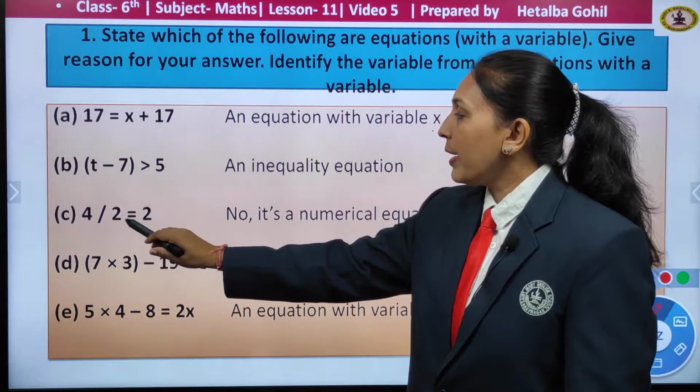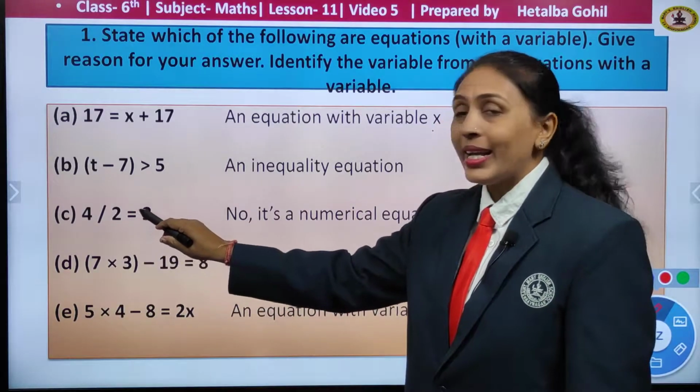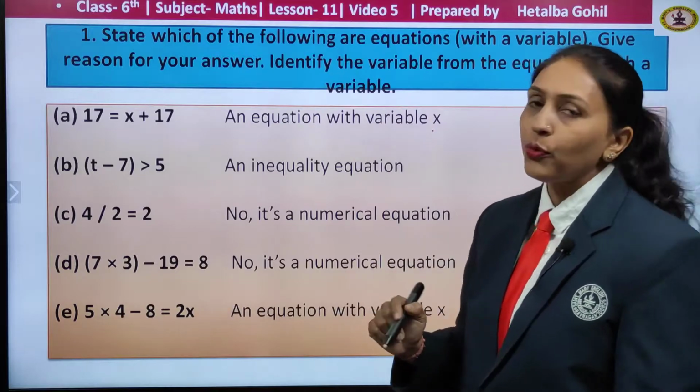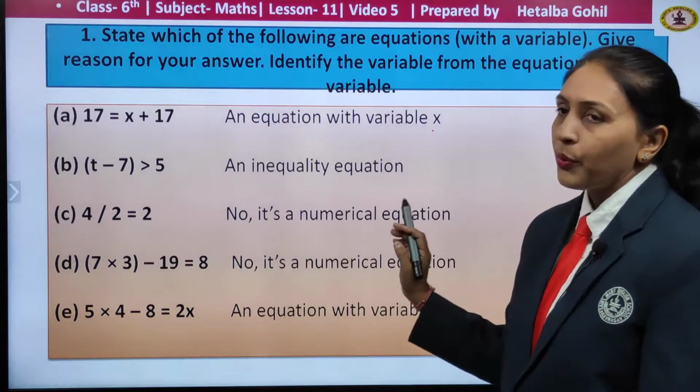Similarly, 4 divided by 2 equal to 2. Children, here equality is there but no variable. Okay, so both the conditions we have to fulfill here. So no, it's a numerical equation.